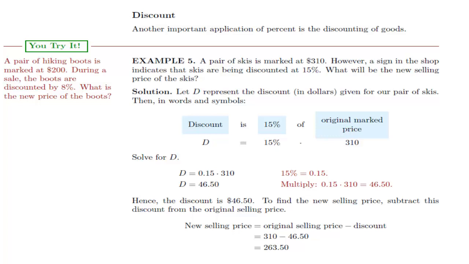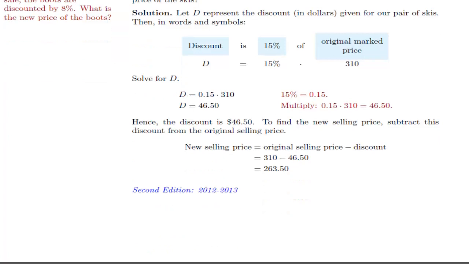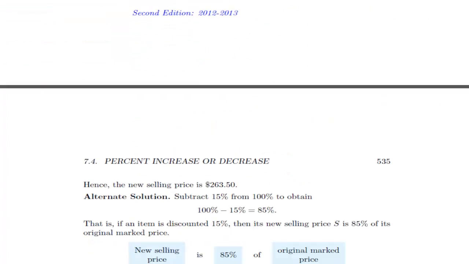To find the new selling price, subtract this discount from the original selling price to get 310 minus 46.50, which is $263.50. Hence the new selling price is $263.50.